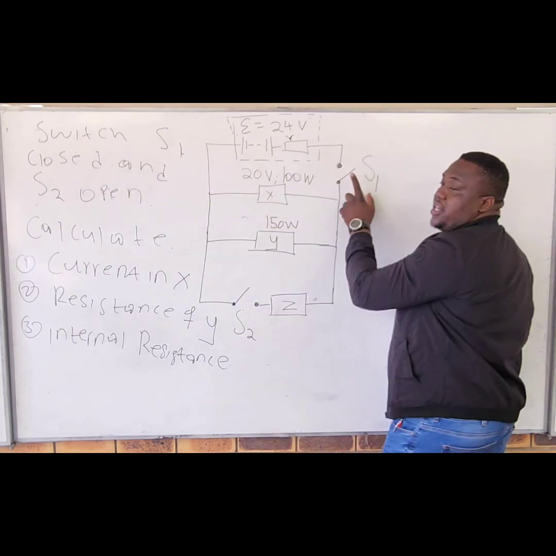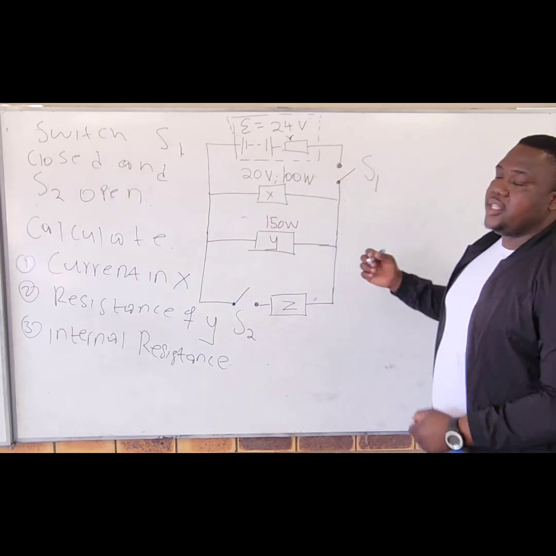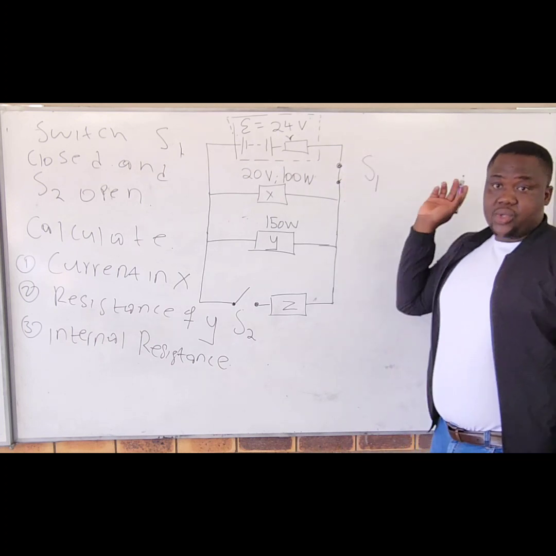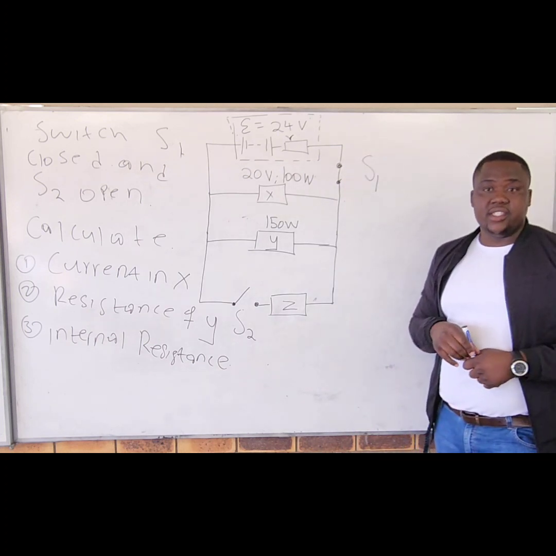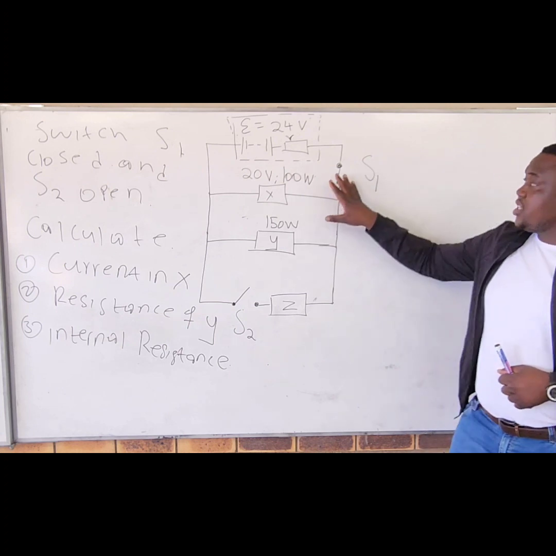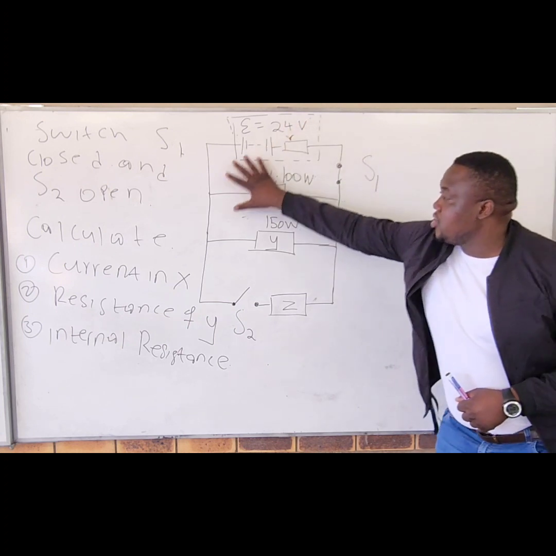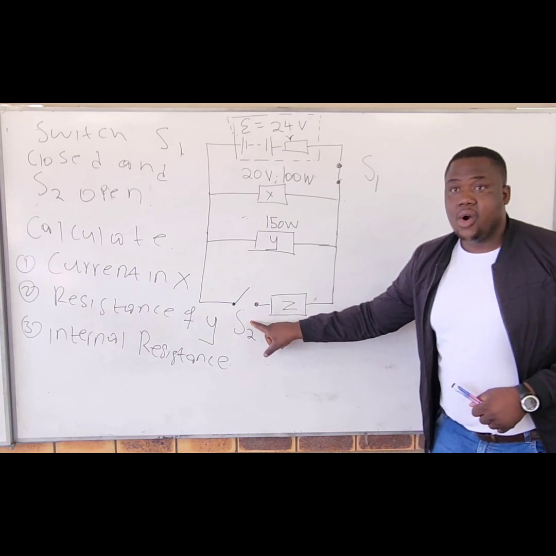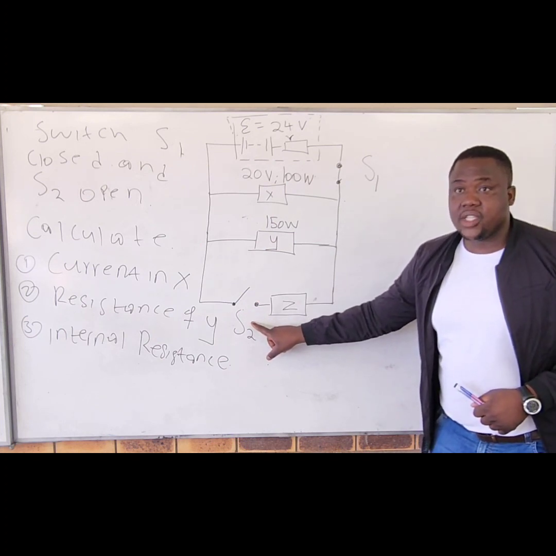Switch S1 is closed. When they say S1 is closed, it means this is what happened. So let us just close it so that we understand. The switch now is closed, meaning that current is going to flow here, but here it won't come because S2 remains open. We are good, right?